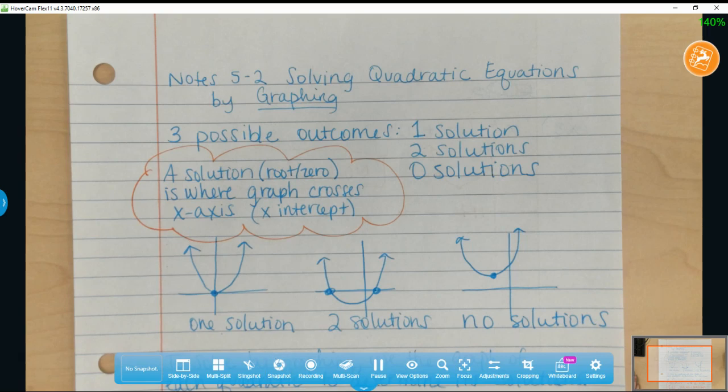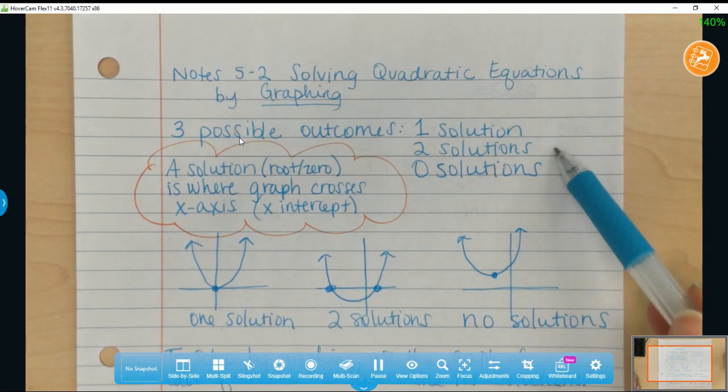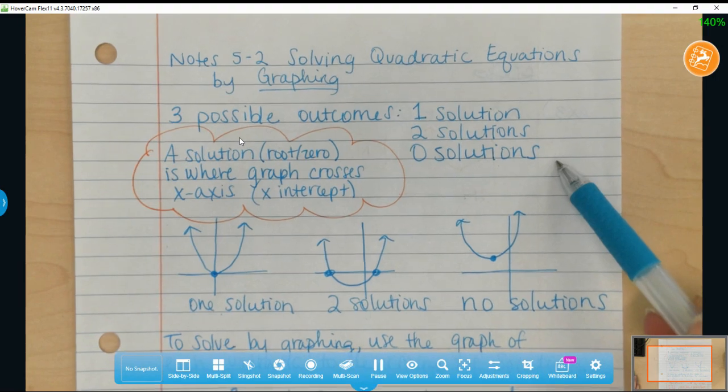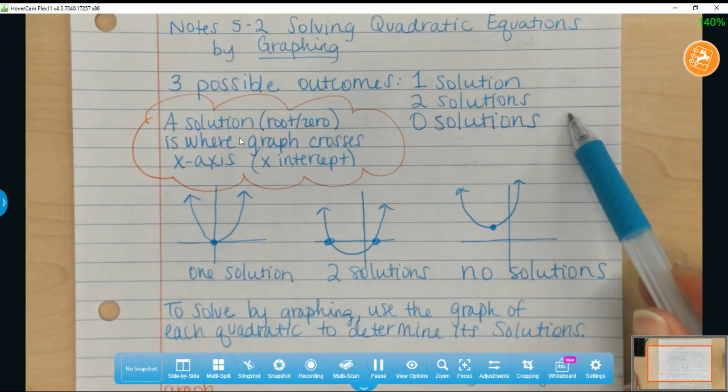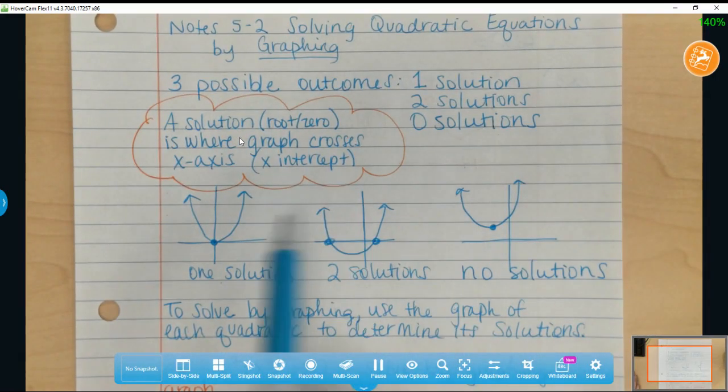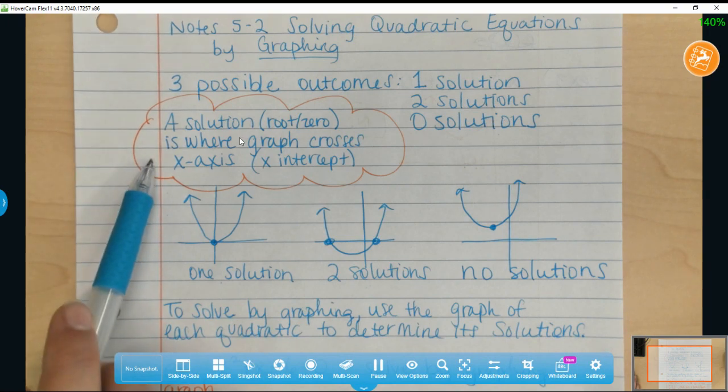A quick overview of solving quadratic equations by graphing. Whenever you are graphing quadratics, there are three possible outcomes. We say that this could have one solution, two solutions, or zero solutions. So before we jump into what our answer is, we need to talk about what solutions are.